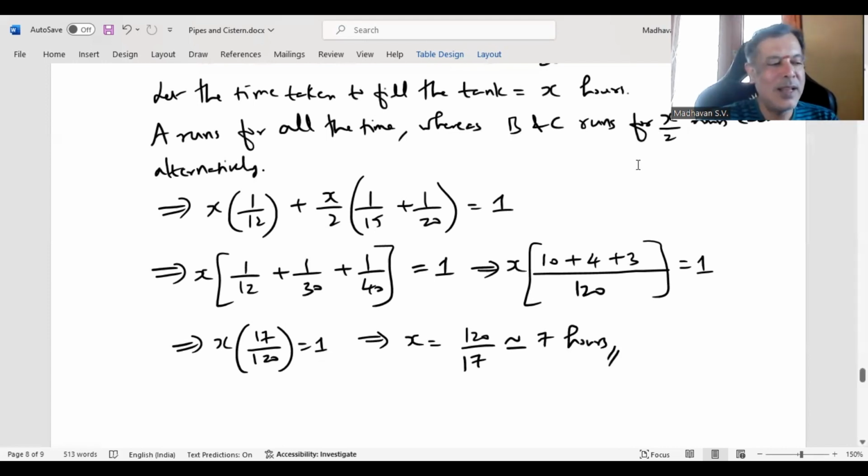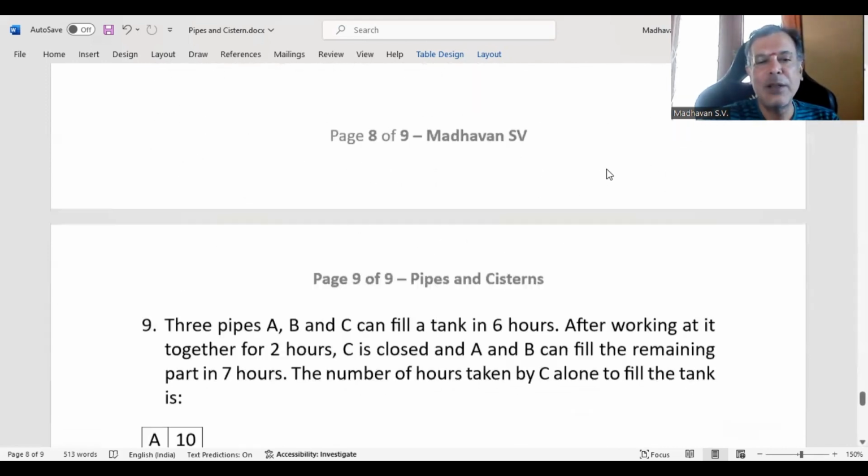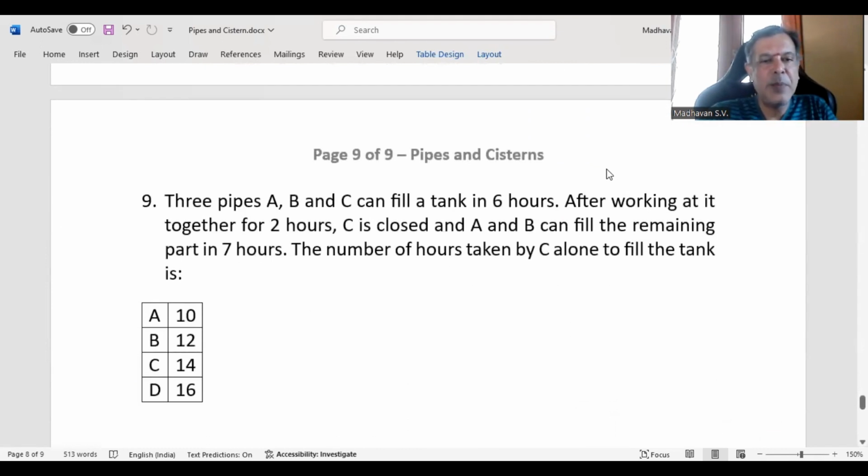Let us move on to the next question. Question number 9. 3 pipes A, B and C can fill a tank in 6 hours. After working at it together for 2 hours, C is closed and A and B can fill the remaining part in 7 hours. The number of hours taken by C alone to fill the tank is what?